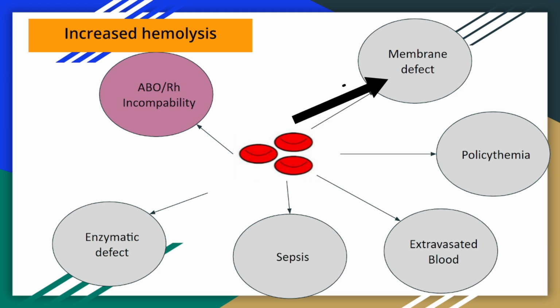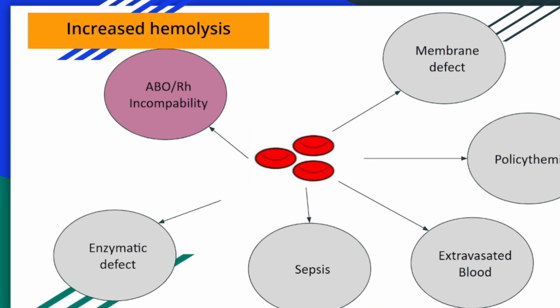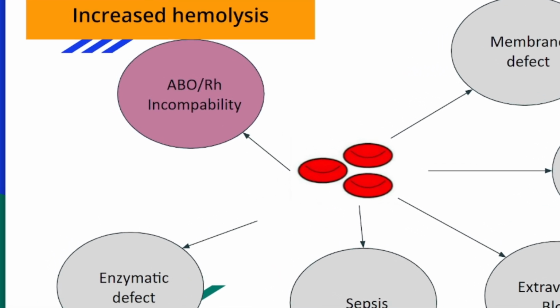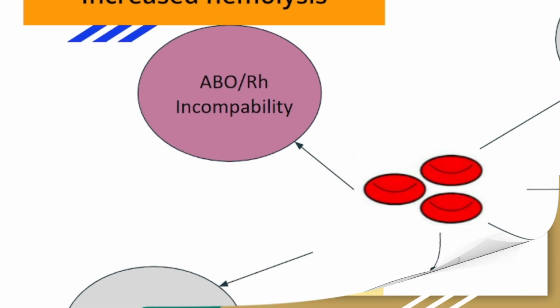Etiologies of increased hemolysis in newborns include isoimmune mediated hemolysis, which is to say ABO or Rh incompatibility, inherited red blood cell membrane defects such as hereditary spherocytosis, and erythrocytic enzyme defects such as G6PD deficiency. Polycythemia is more common in infants of diabetic mothers. Extravasated blood, such as in a cephalohematoma, can also lead to jaundice. An ABO incompatibility occurs when a mother is blood type O and the infant is blood type AB.